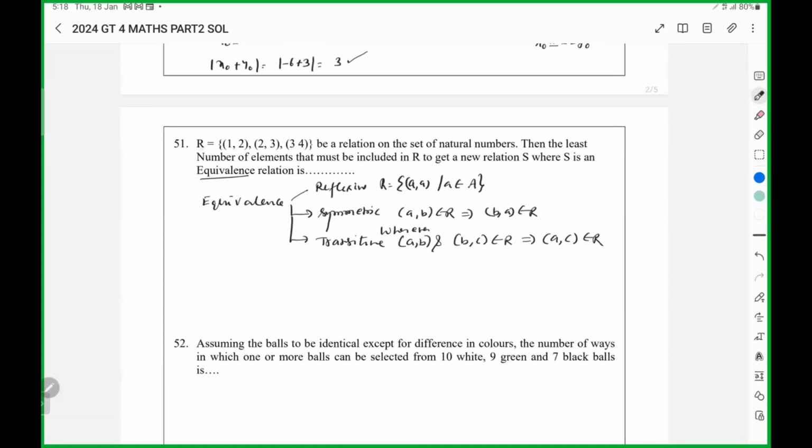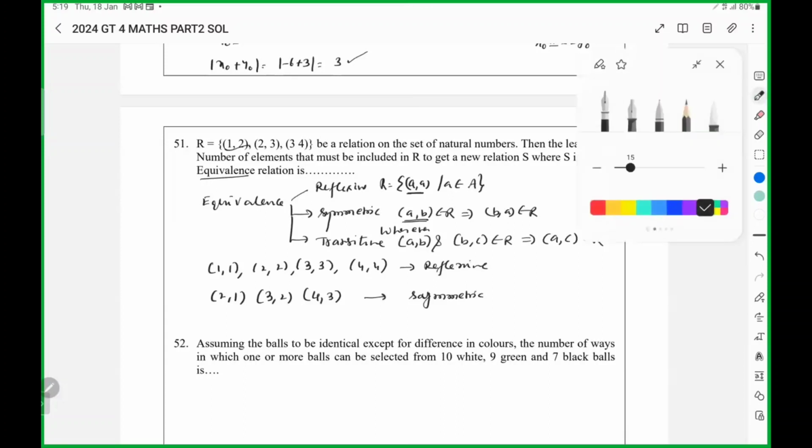So here this set 1, 2, 3, 4 appears to be reflexive: 1, 1, 2, 2, 3, 3, 4, 4. All these elements must be there in the relation, so these elements must be added to this set. To have a symmetric property, since 1, 2 is there, 2, 3 is there, 3, 2 must be there, 3, 4 is there, 4, 3 must be. So for satisfying reflexive property.